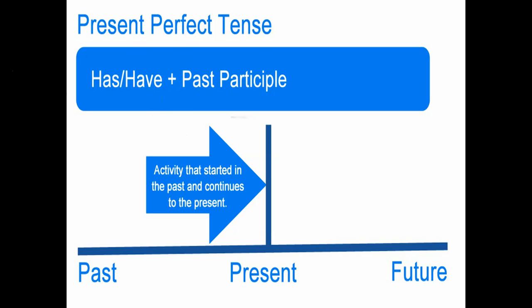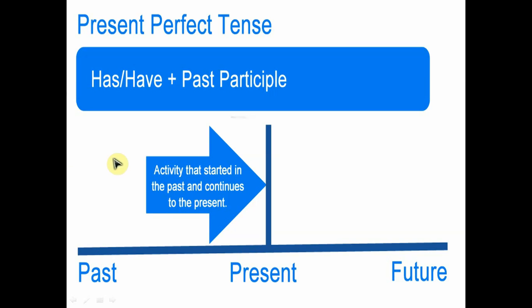Okay. When should we use the present perfect tense? I use the present perfect tense when there is a connection between the present and the past. So it's like a bridge which connects the present to the past. Yeah, as you see here, it's like a bridge, connects the past to the present, okay, or the present to the past.